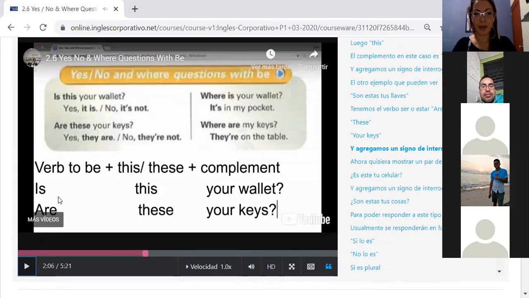Aquí pueden observar, ¿verdad?, de acuerdo al ejemplo que se les da en la plataforma, is, porque vamos a preguntar por un objeto singular, wallet. ¿Qué dijimos que era wallet? Billetera. Le está preguntando, ¿es esta tu billetera? Is this your wallet? Aquí hay algo plural, keys. ¿Qué son keys? Llaves. Entonces vamos a usar are these. Are these your keys? ¿Estas son tus llaves?